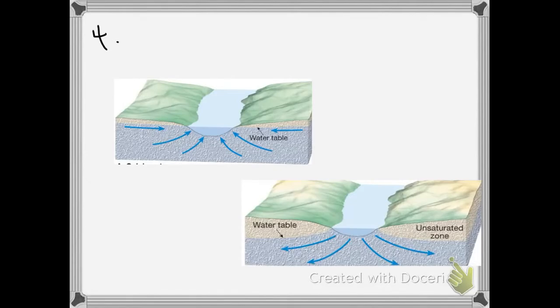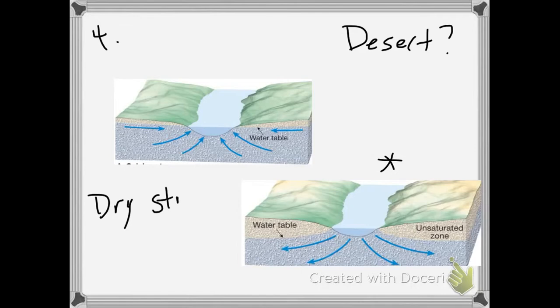So question number 4, we have some familiar pictures from a previous chapter. Which one of the two pictures are you likely to find in a desert? Are you going to find the top picture or the bottom picture? And what are the pictures showing you? Well, the top picture is a gaining stream, and the bottom one is a losing stream. So you're likely to have a lot of losing streams in the desert because it's simply very dry. In fact, it can be so dry that the stream loses all of its water.